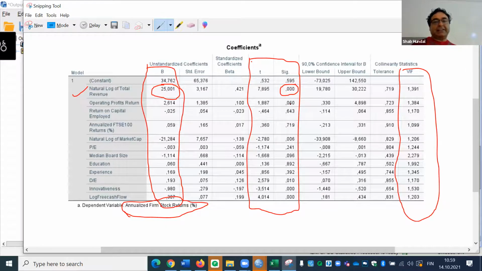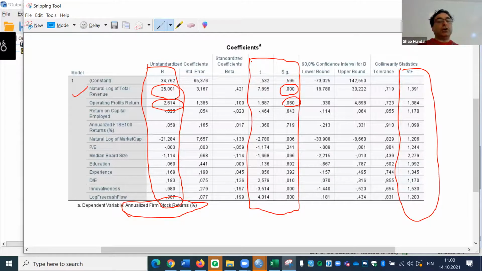What is the level of significance here? Convert decimal 0.06 into a percentage in your mind. 6%. Is 6% acceptable or unacceptable? Because the max is 10%, it's acceptable. You can say with 94% confidence that the operating return on profit positively affects the company's stock return. Why did I say positive? Because the sign of 2.614 is positive.